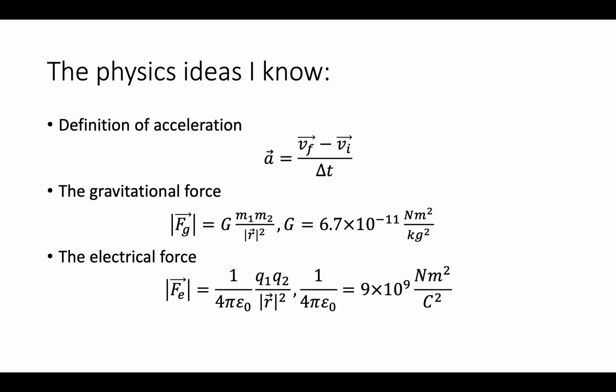And the second one is the gravitational force. It is equal to the universal gravitational constant times the mass of the system and the mass of the source divided by the distance between the system and the source to the power of 2.